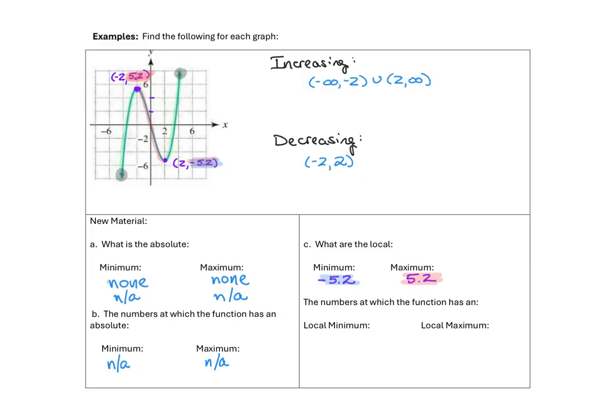The second thing we want is the numbers at which the function has a local maximum or minimum. And so remember, this is where the local minimum or local maximum is, and this refers to the x-coordinates. So we have a local minimum at 2, and we have a local maximum at negative 2. And we're done.